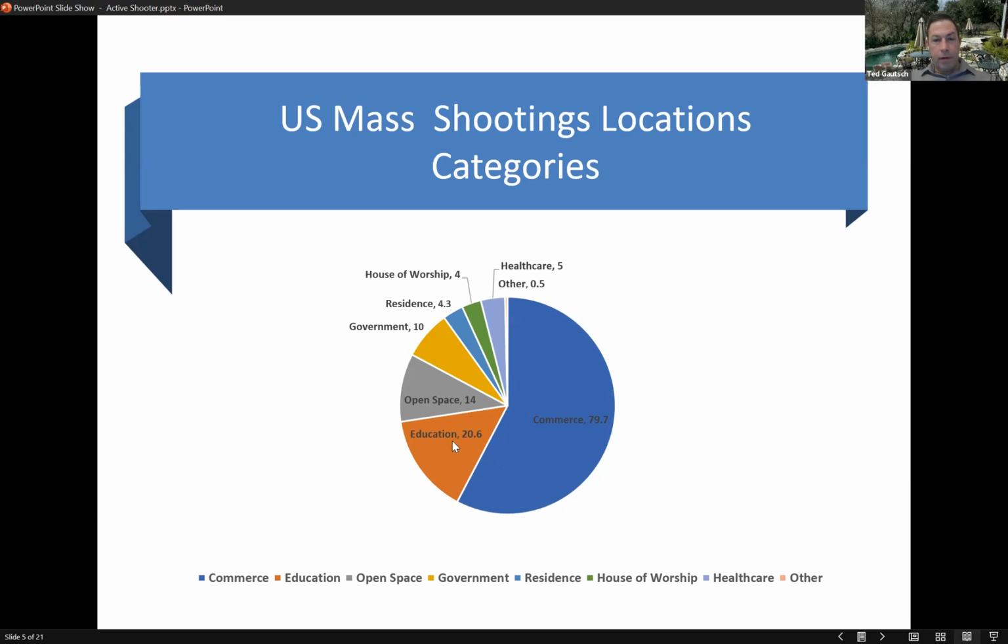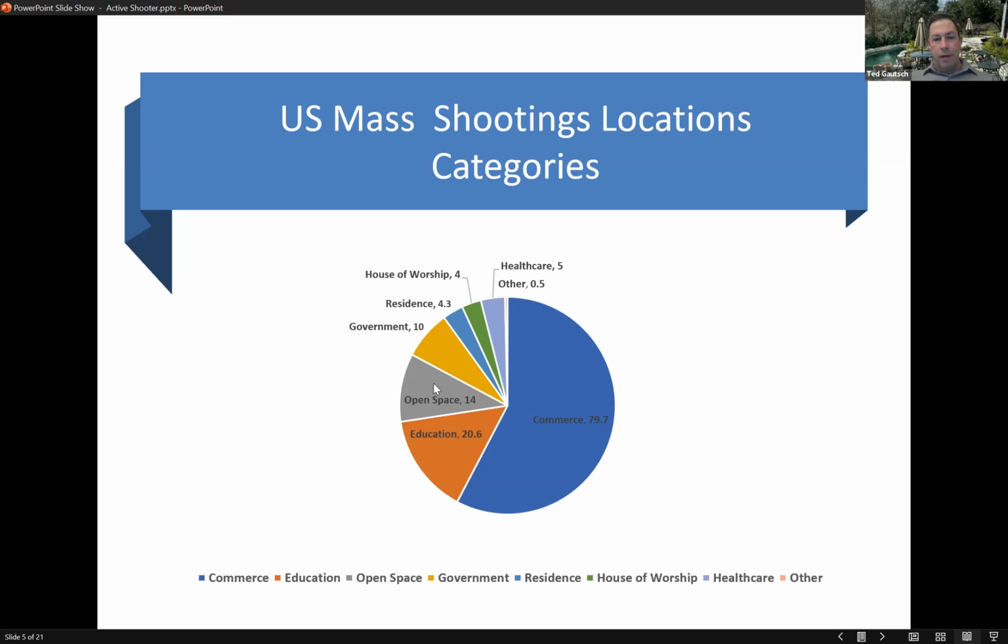So even though it's not reflective here, education comes out to about 20.6. Commerce is bigger, but there's a lot of underreporting that happens within commerce. And typically in commerce, if it's not a devastating event where there's a lot of victims, a lot of times it won't be reported. Education, it will be reported 99.9% of the time, because that's kids, it's children. Healthcare, the same thing, because again, you've got vulnerable adults, but a lot of these other places, they won't always be reported. So looking at this, I would say the main concerns here are education and healthcare.